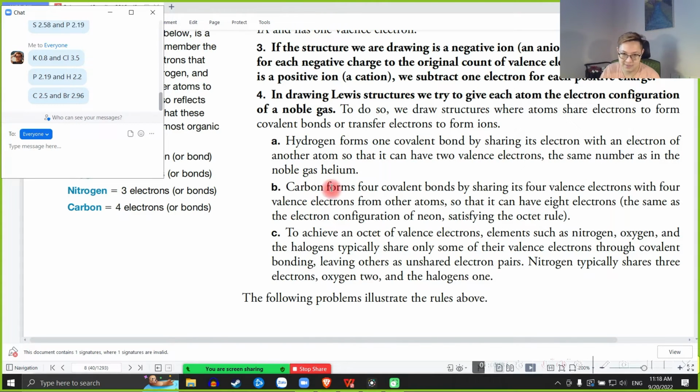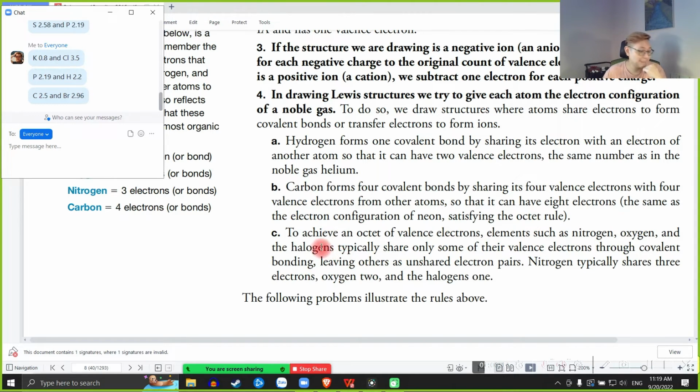The same number as in the noble gas helium. Carbon has four to begin with. It will try to have eight by forming four bonds with electrons from other atoms. So that's why carbon will hook up with four other things surrounding it. Nitrogen, oxygen, and halogens typically share only some of their valence electrons. So nitrogen has 5, oxygen has 6, halogen has 7, but they don't form 5, 6, or 7 bonds with other things. They don't.